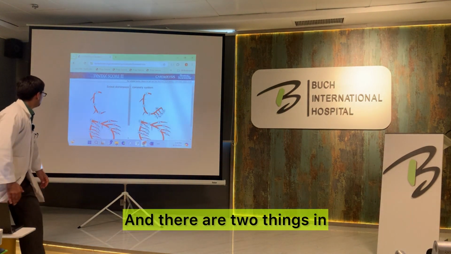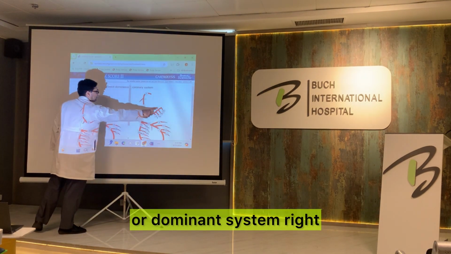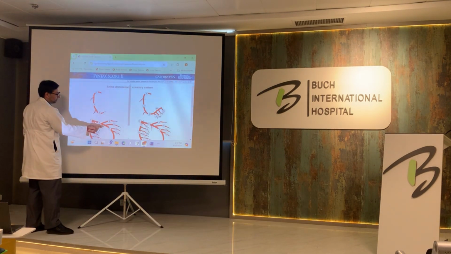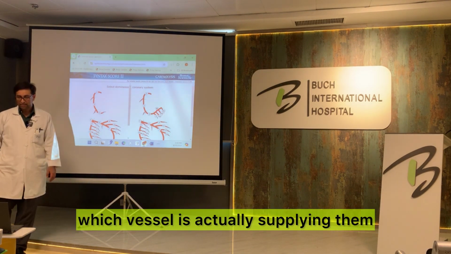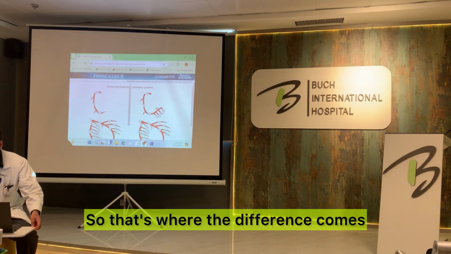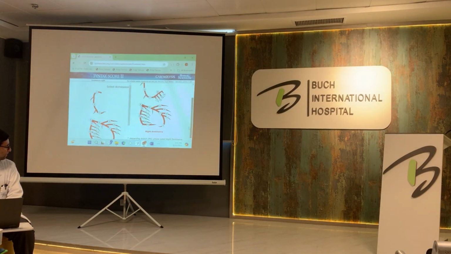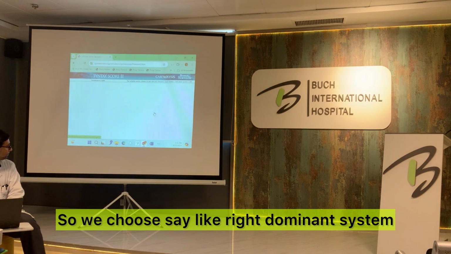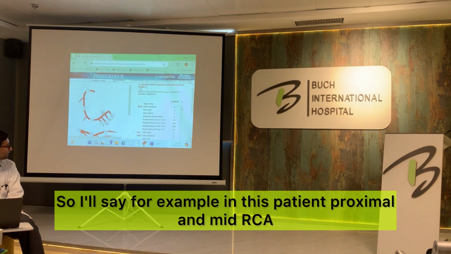So this is how the anatomy is defined. And there are two things in which you have to define whether it's a dominant system left or dominant system right. The definition is with RPDA. So if the RPDA is coming from the right system, it's a right dominant system. The bottom of the heart, which vessel is actually supplying them. So that's where the difference comes. So we choose, say, right dominant system. Then it will ask me where are the lesions?